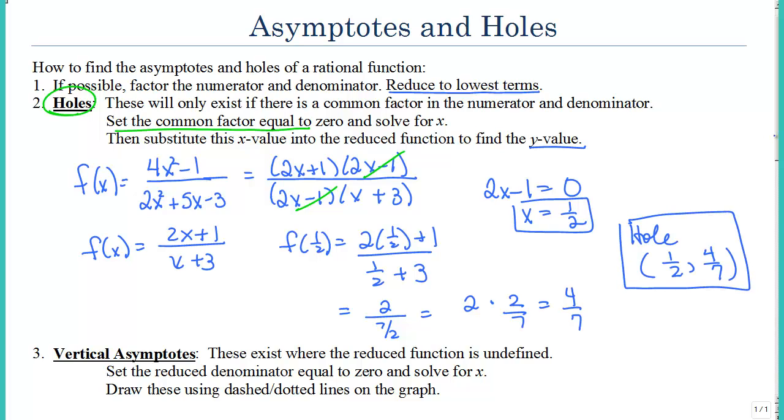On a graphing calculator, you would never find that hole because it's going to only be 1 pixel big. Unless you knew exactly where to zoom in, you would never see it. So that's why we've got to have the algebra.